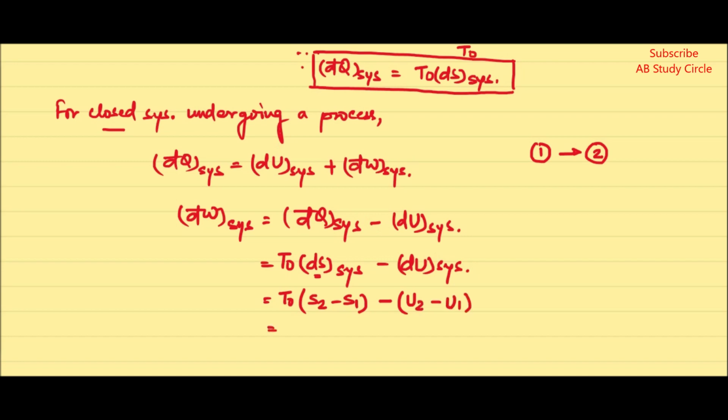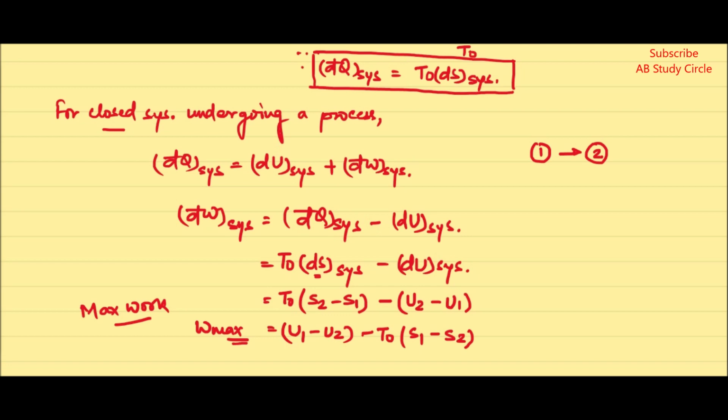Okay, so let's bring this minus sign inside. You will have U1 minus U2, and let's bring the minus sign outside, you will have T0 (S1 minus S2). Okay, so we have this as the maximum work that can be obtained. This is the maximum work.